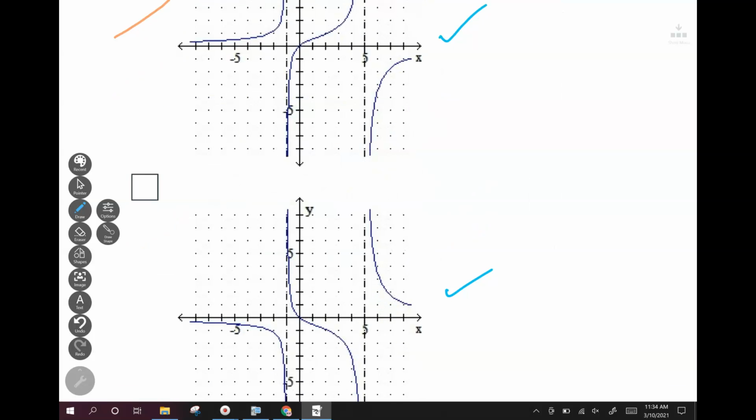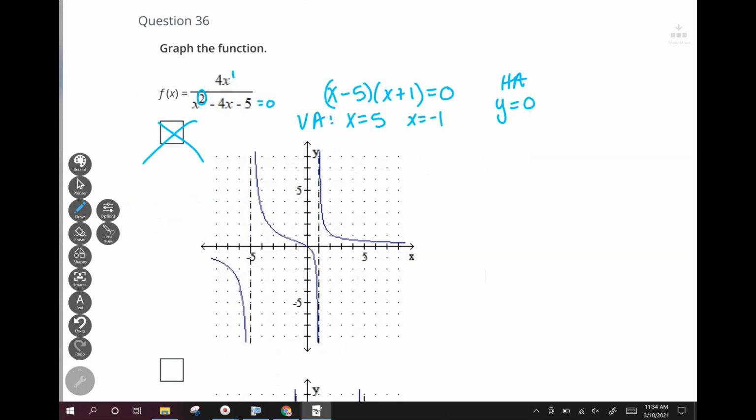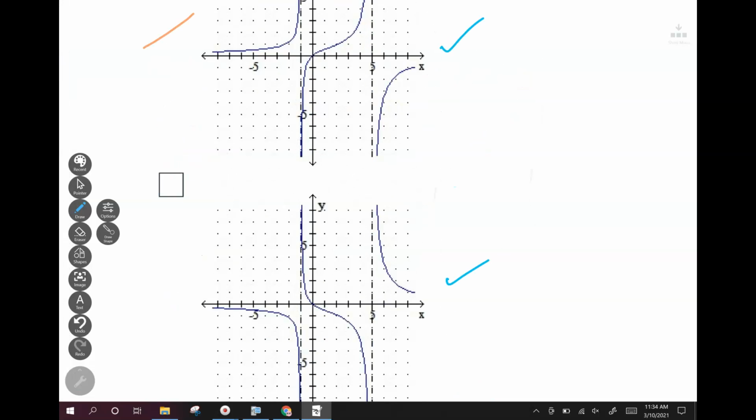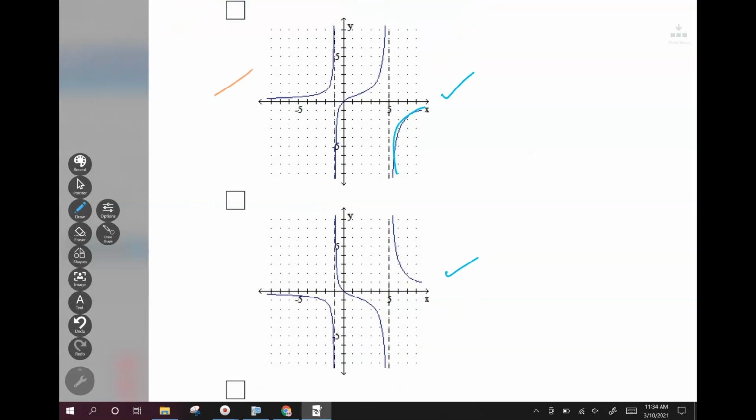They're all at 0, so that doesn't help me. Now that I've got my asymptotes out of the way, let's see what the difference in these two is. The difference is where the curve is located. This one is at the bottom, this one is at the top. This one is going down this way, this one's going up. So what can we do?